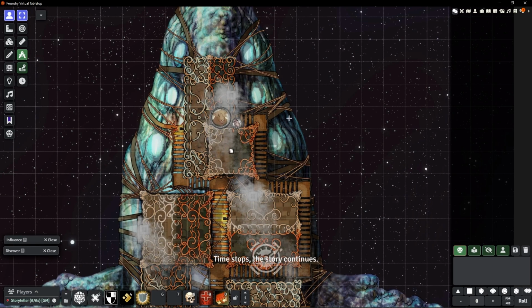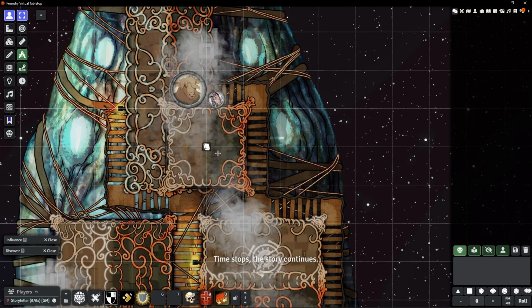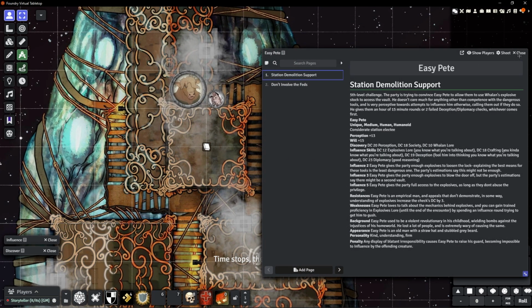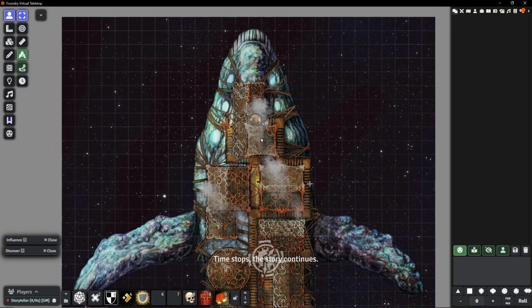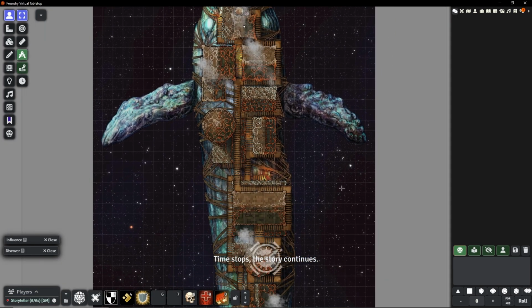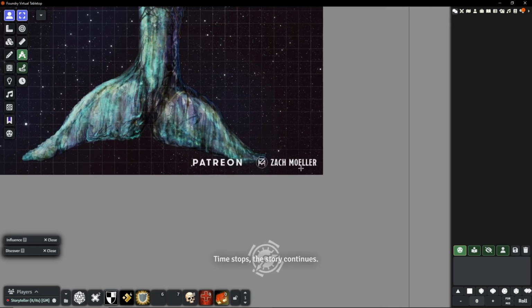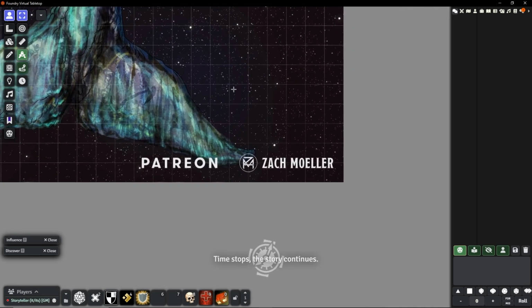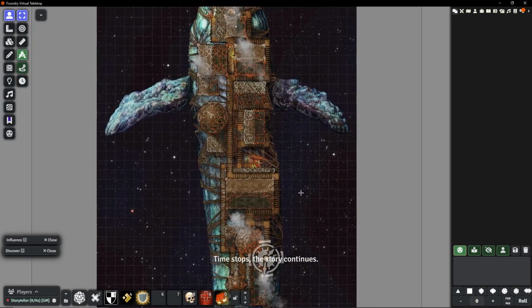elected representative of the town, Easy Pete, and yes, this is a reference to Fallout, to attempt to gain access to the town's explosive supplies, to attempt to break into the vault that they have found outside of the town's perimeter, possibly attempting to, say, cut the town in on whatever is inside. And I also, before we move forward, want to shout out Zach Moeller for creating this battle map.